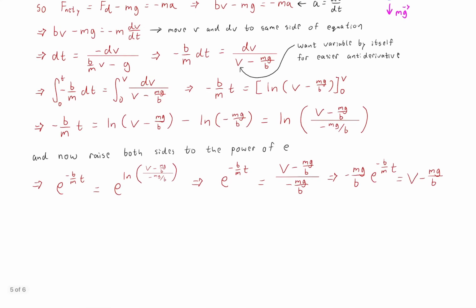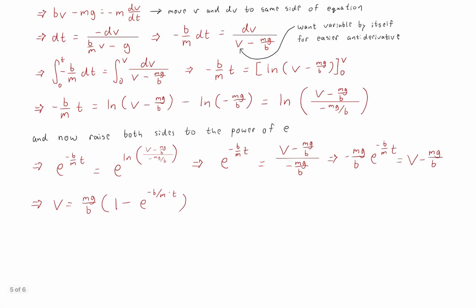All right, and then continue to clean it up, and this is again like the derivation before, and there we go. We've isolated v. All right. Here I'm not using the expression tau. I just left it as b over m, right?